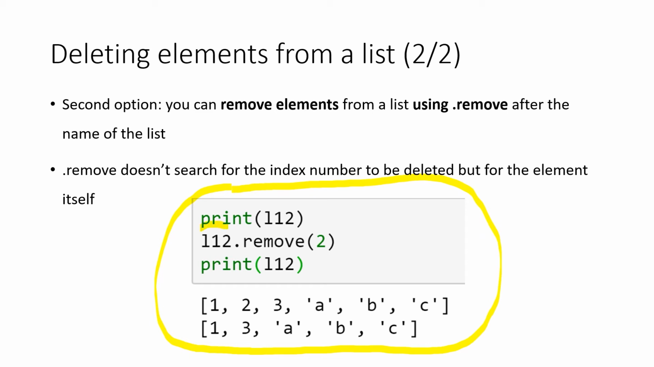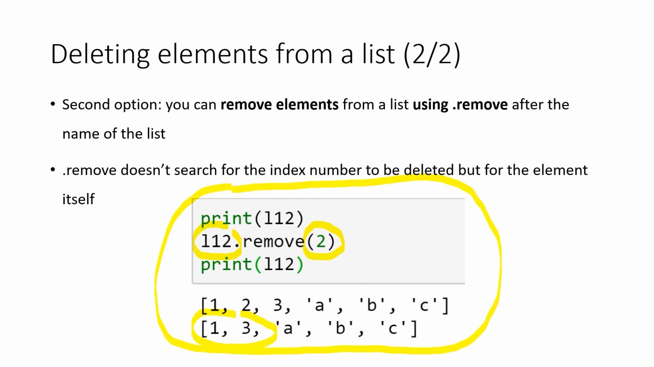So please don't forget, it's not index number 2, it's element 2. First, of course, we want to delete something from our list L12. Then we apply .remove, and in normal brackets, not square brackets, we define which element has to be deleted. In our example, it is 2. So if we print out the result, we can see that the 2 is now missing from our list.